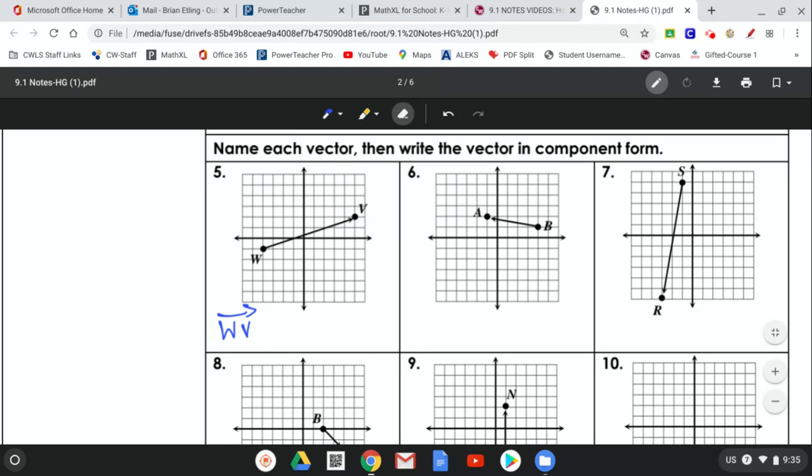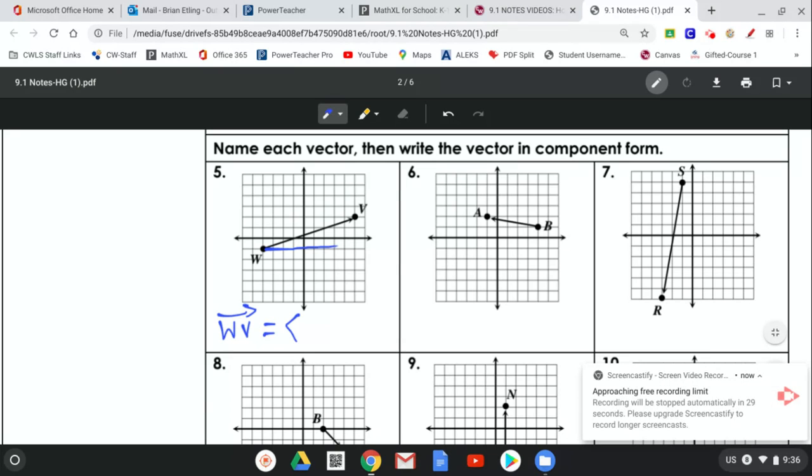So it's going to be vector WV, and then it equals, and we use those brackets again, and we have to see how far we're going. This time we're going to the right, which is a positive x direction, so we're going to have a positive value. So we're going to the right 9, and we're going up 3. I draw that right triangle. Up is a positive direction as well. So we're both going to have positive values for our A and B components. So for this one, it's going to be 9, 3. And we're done. That's it.